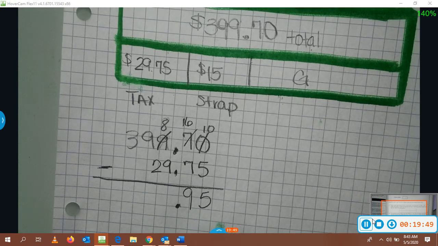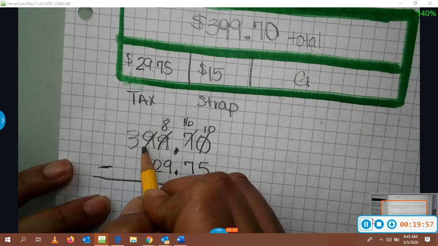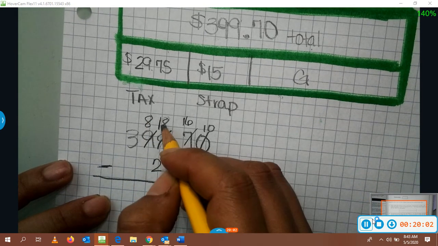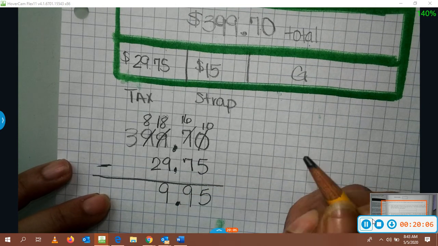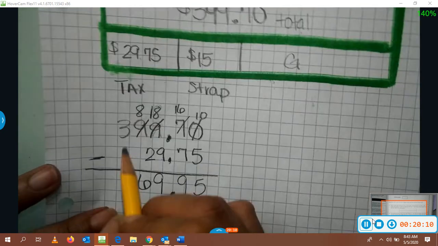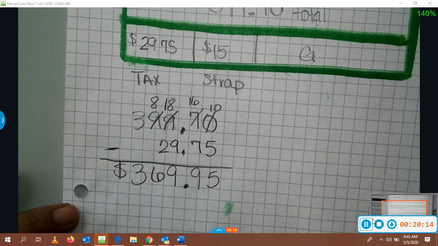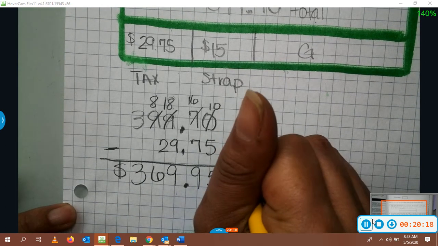Okay? And then we're going to go ahead and finish subtracting. Can we take 9 from 8? We cannot. So this turns into an 8 and this turns into an 18. 18 from 9. Can we do that? We can. So that's 9. Then 8 minus 2 is 6. And we never touched the 3, so we just bring the 3 down. So $369.95. That was just for the tax.